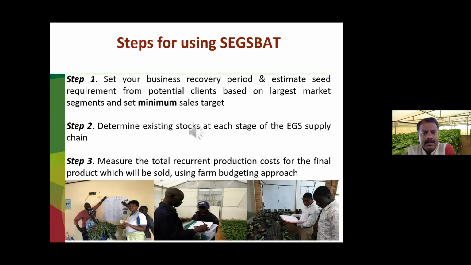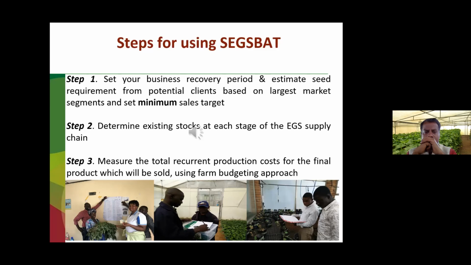And then after the donor or investor support stops, will you be able to generate your own funds to meet 100% of the expenses for your EGS seed production? So that has to be clearly defined. And then you need to estimate the seed requirement at every stage of seed production. Based on the past data set, you should be able to project, or forecast, the future seed requirement by different market segments.